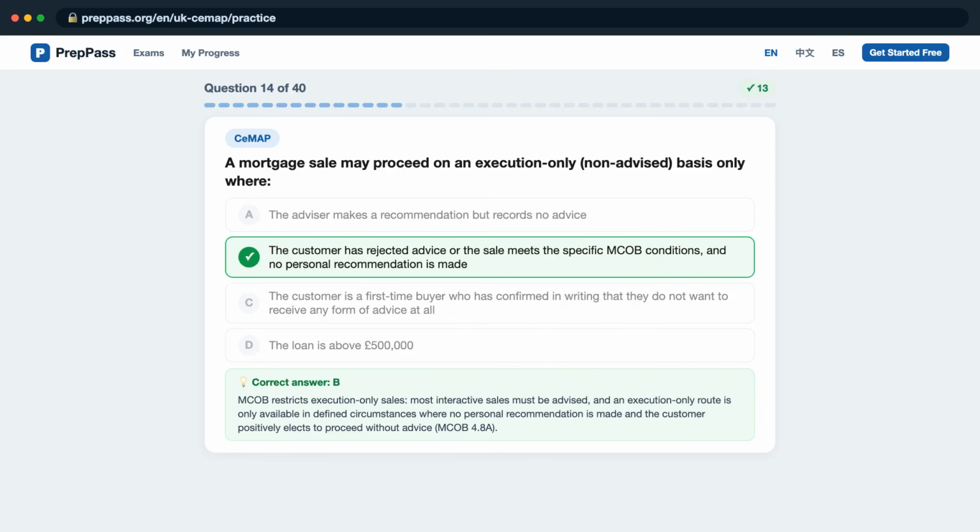The correct answer is B. MCOB restricts execution-only sales. Most interactive sales must be advised, and an execution-only route is only available in defined circumstances where no personal recommendation is made and the customer positively elects to proceed without advice. MCOB 4.8A.